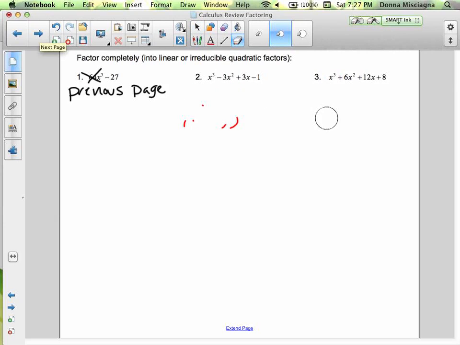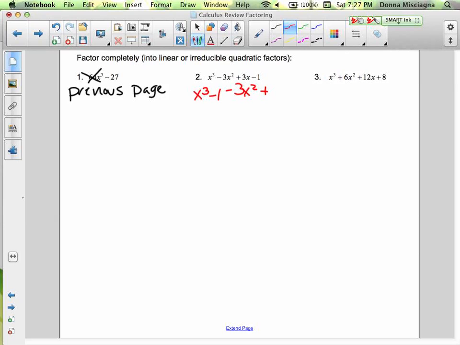Well, let's try, I assume I put this here to factor. Let's try changing the order of things. Let's make that x cubed minus 1 minus 3x squared plus 3x. Let's try that. All right.